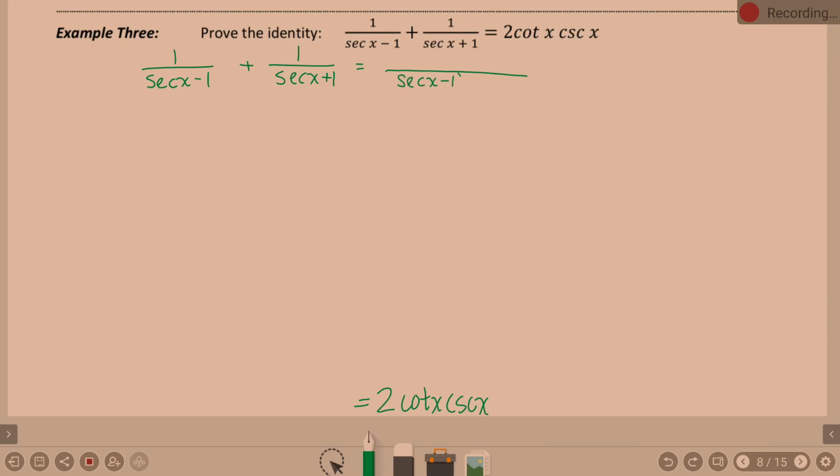Secant squared x minus 1. Okay. Yes, I'm not writing that yet. I agree. I'm writing it as secant x minus 1 times secant x plus 1 for the moment. And I'm going to go ahead and write it out as 2 separate fractions for the moment also. Secant x minus 1 times secant x plus 1. If I write too many steps for you, be happy you know what you're doing. Okay?